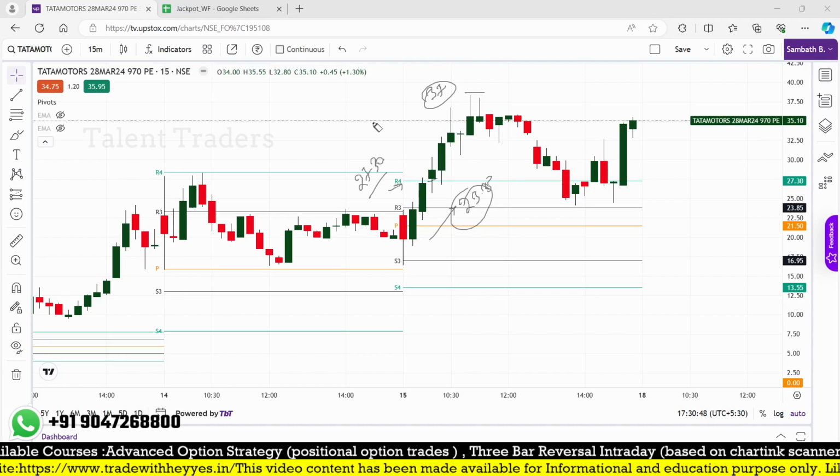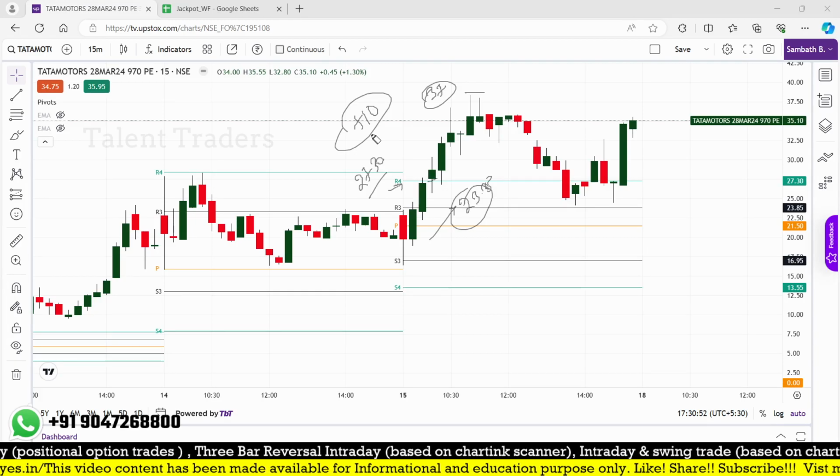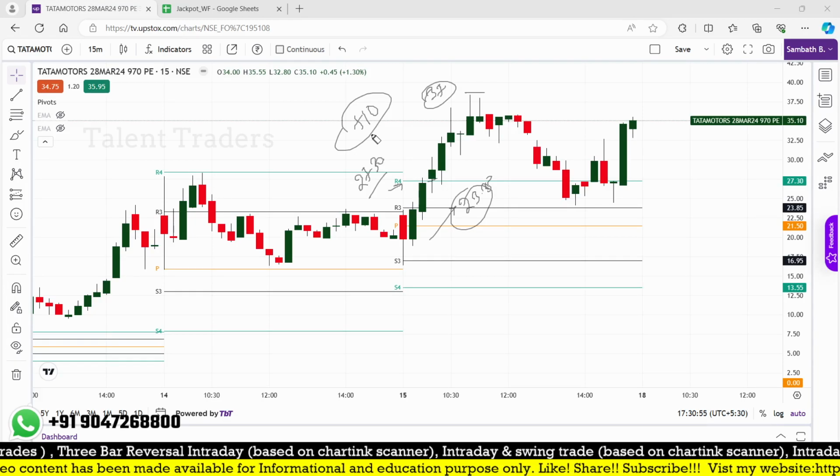Okay, so from 27 to 37, 10 rupees higher. So more than a 1 to 1 risk reward ratio. That's good enough on intraday. So we can exit out from the trade.